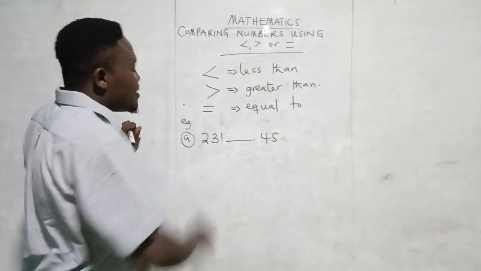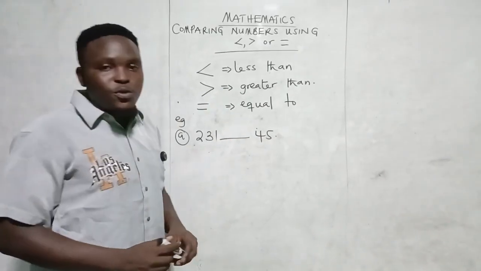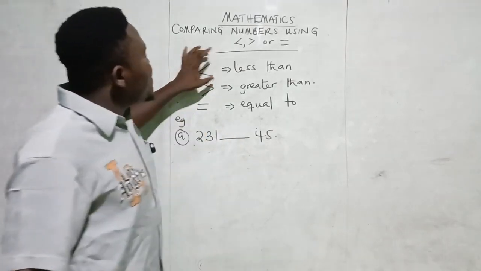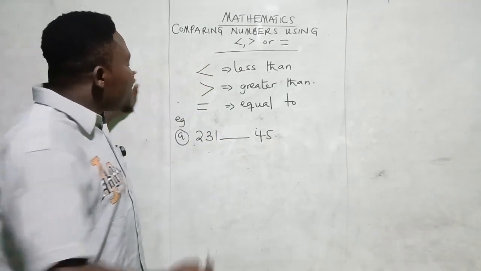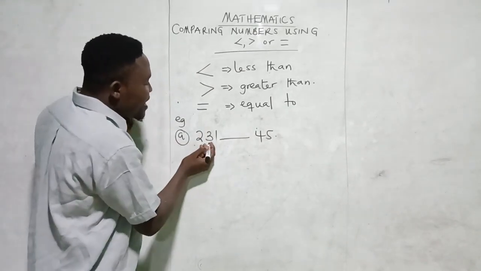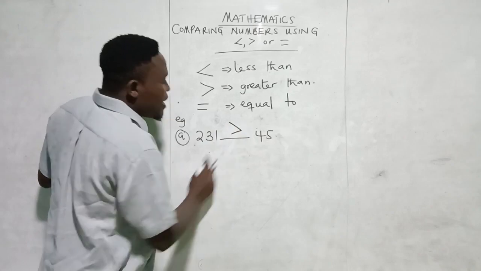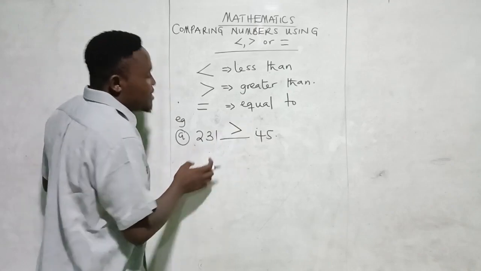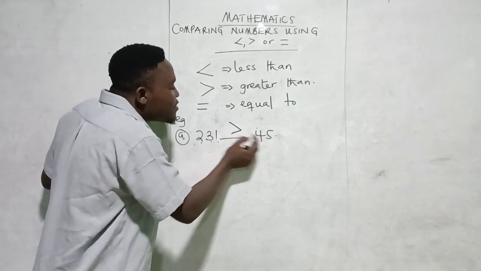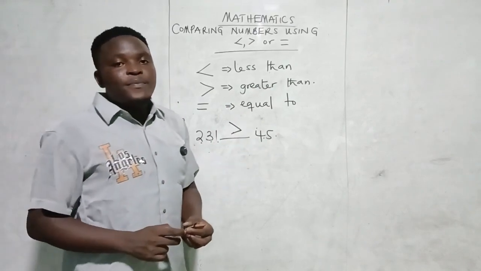Now let's come back to our signs. Which sign are we going to put here? The bigger side of the symbol faces the bigger number. So for 231, if we put greater than, the bigger side is facing this here. Don't forget, greater than. So 231 is greater than 45.